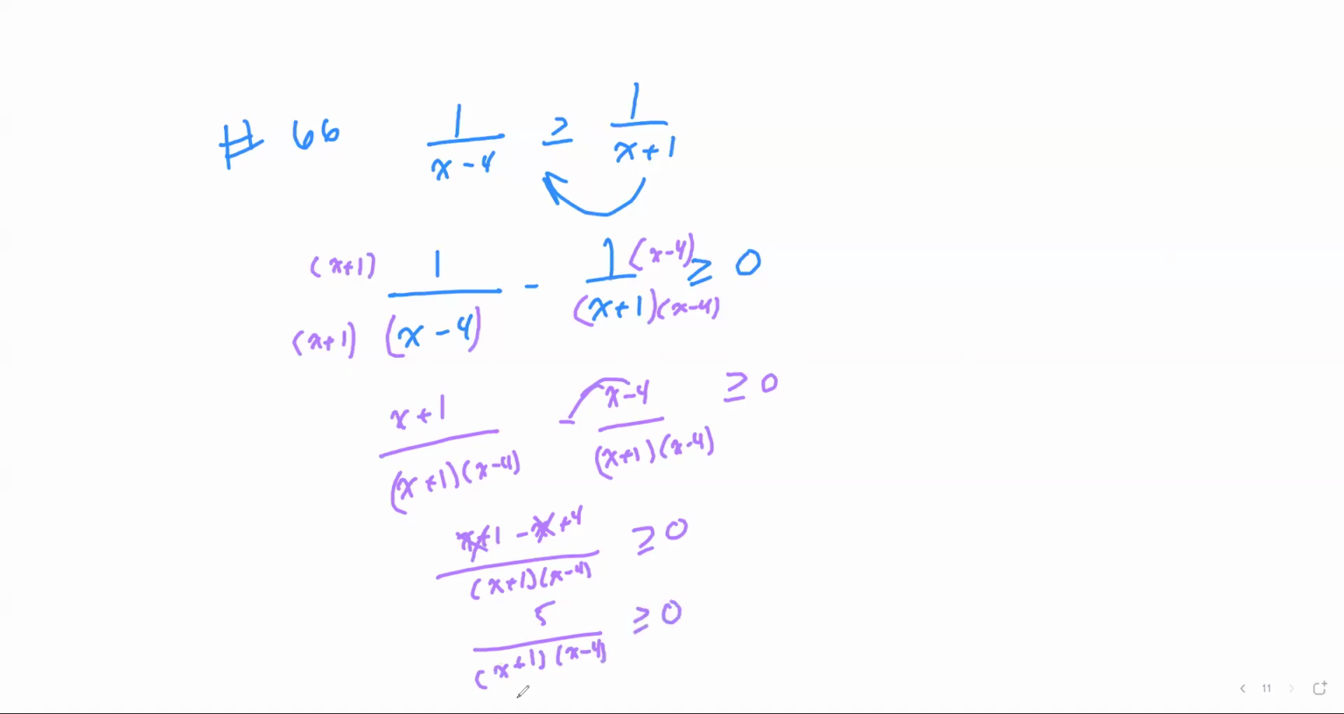So my only test points are going to be what's on the bottom, because obviously if I set 5 equal to 0, that won't give me anything. So here's my boundary points. So x plus 1 equals 0. That'd be x equals negative 1. x minus 4 equals 0. That'd be x equals 4. So those are my only boundary numbers.